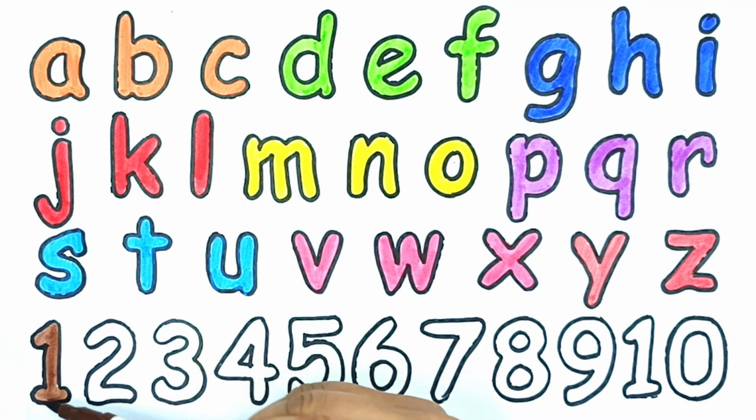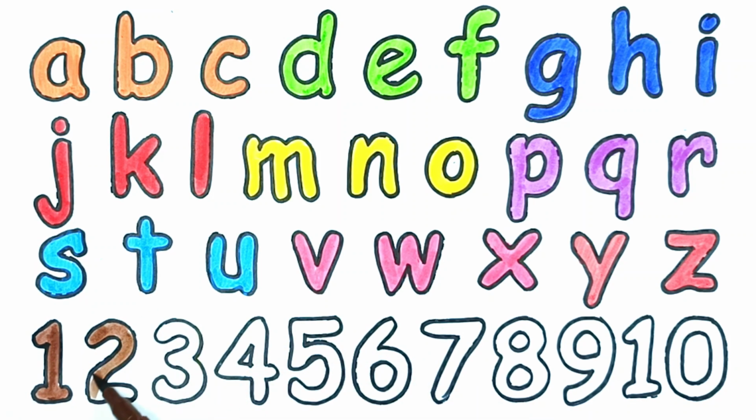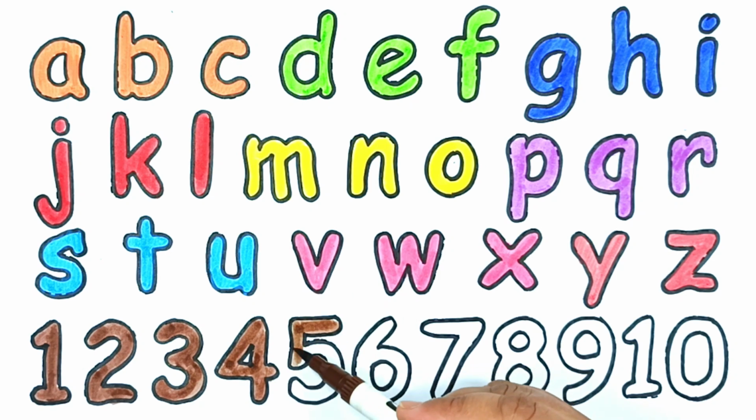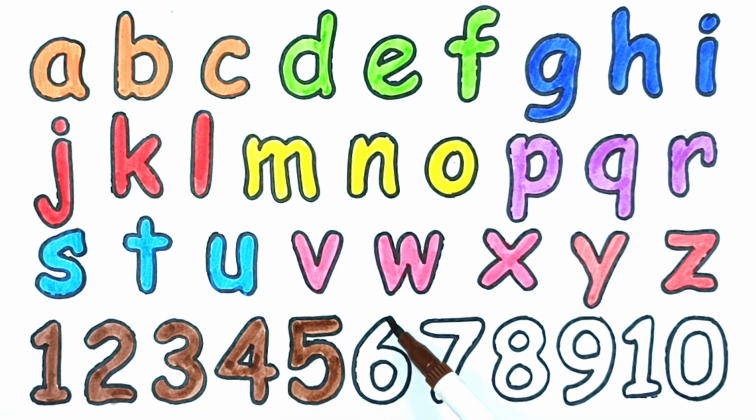1. One cat sleeps. 2. Two birds fly. 3. Three dogs play. 4. Four cars go. 5. Five flowers bloom. 6. Six kids laugh. 7. Seven butterflies dance.